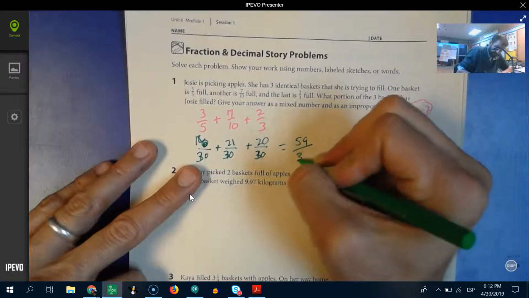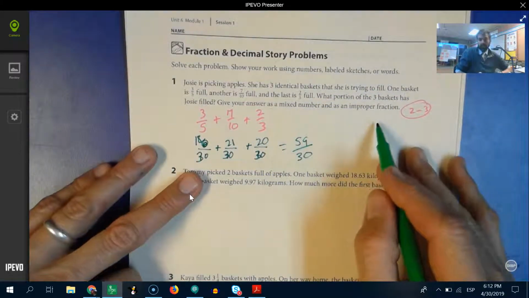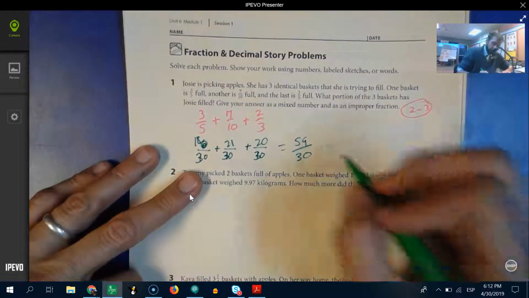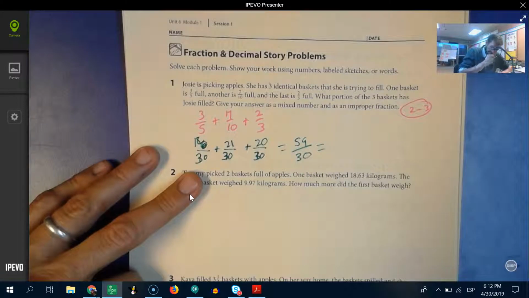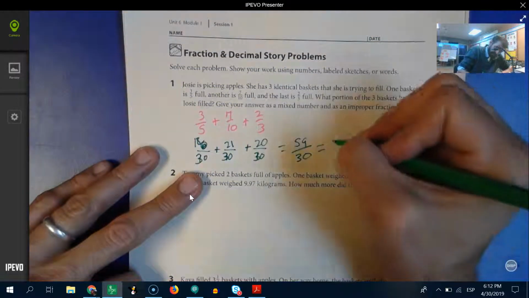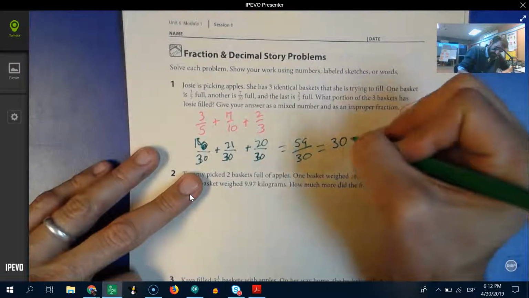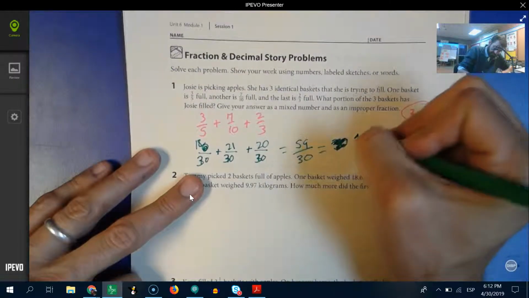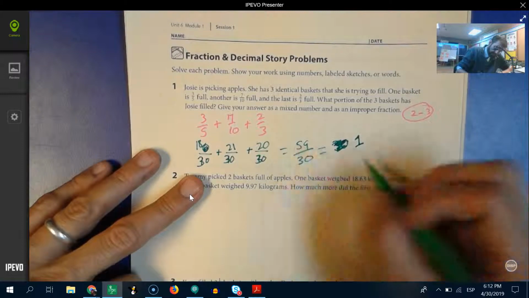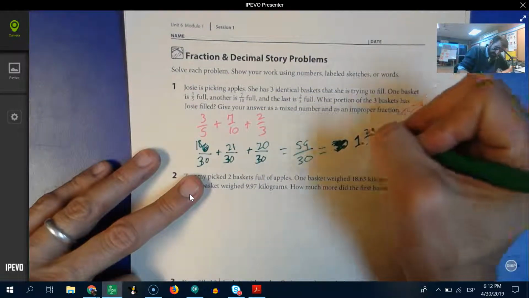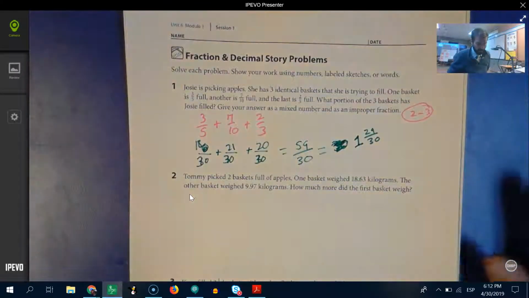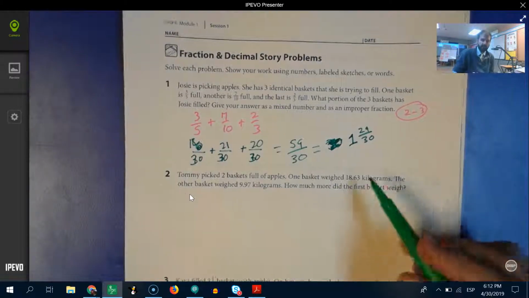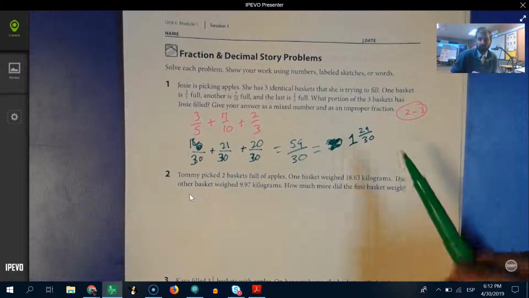So I can say 59 30ths and leave it as an improper fraction. However, I don't really know what that means. So I'm going to put a mixed number. I'm going to take 30 out. So I have 1 whole. And then that leaves me with 29 30ths. So it was actually below 2. Look at that. So 1 and 29 30ths full.